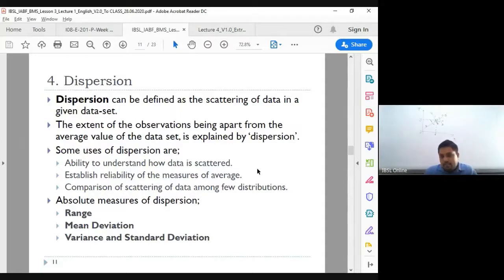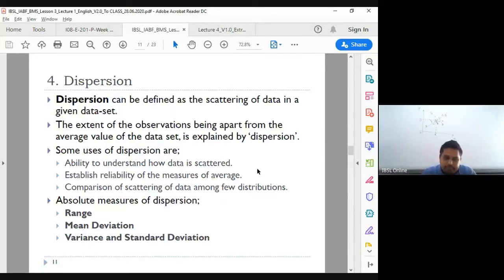That is what I said. The extent of the observations being apart from the average value of the data set is being explained by the dispersion. Now we need to calculate this. We have to be mindful here. It's not an indicator like mean, median and mode. Rather, these are derived computations which will denote these values, of what we are going to discuss in a while, which shall tell you how variable these points are from a given central tendency measure. Again, I reiterate, as a central tendency measure, the most frequently used one is the mean, the average, the arithmetic mean.